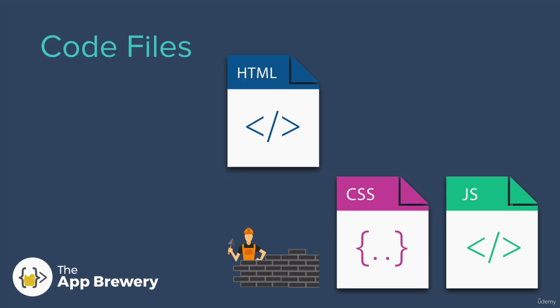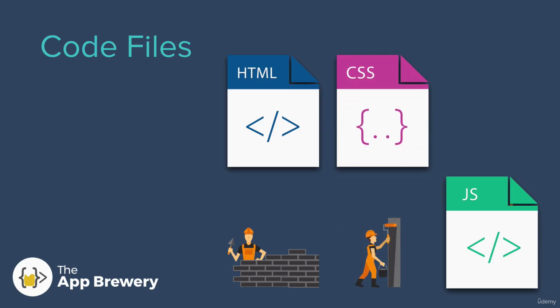Now, the second type of file are CSS files. And these files are responsible for styling your website. If you were building a house, then this would be the painters and decorators. They would be going around painting the walls or adding stylistic flourishes to your place and generally making the place look the way that you want it to. And that's exactly what CSS code does as well. When you incorporate CSS, it allows you to specify how you want your website to look.